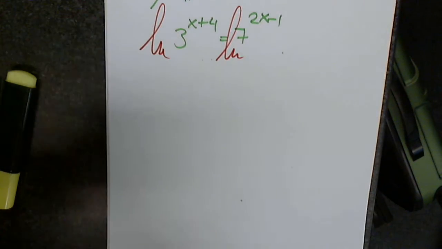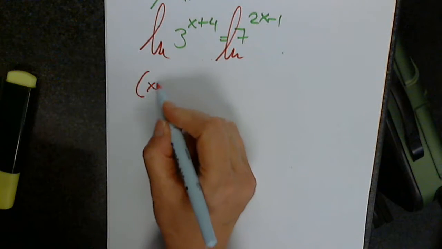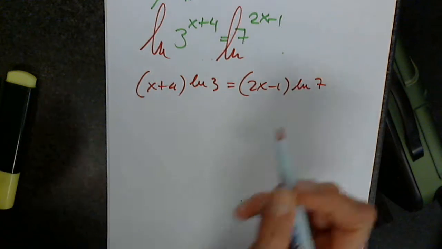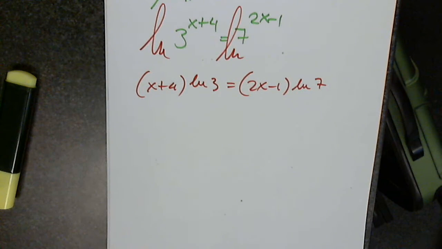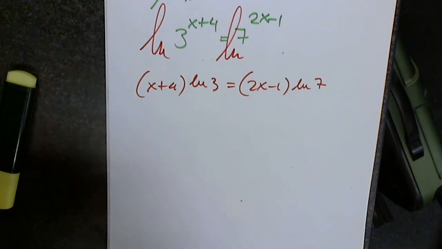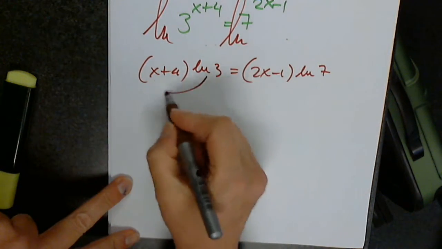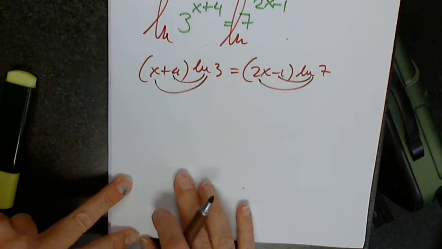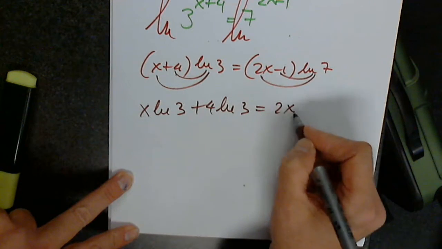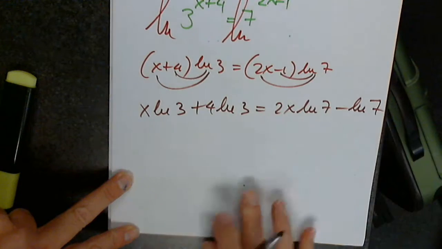Can anyone dictate the next step? Parentheses, x plus 4, natural log 3. Exactly. And parentheses 2x minus 1, natural log 7. Indeed. And now, what am I trying to do? I will not divide by ln. It's not a mistake, but it's way more complicated. I will distribute to these two terms, and I will distribute to these two terms. So x natural log 3 plus 4 natural log 3 equals 2x natural log 7 minus natural log 7.